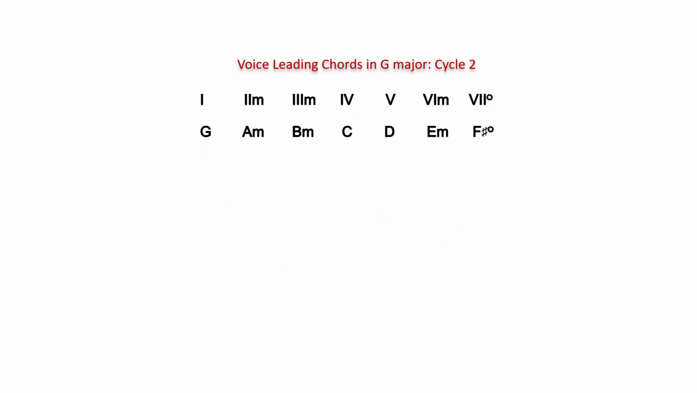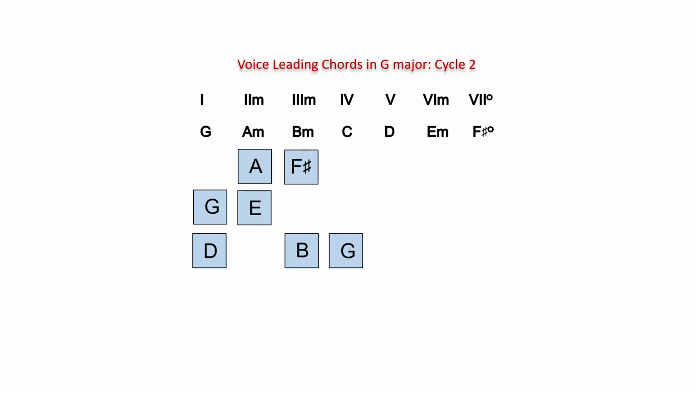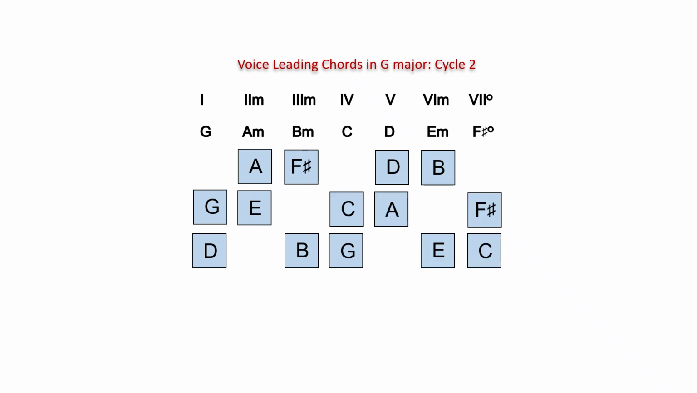Applying our shortcut to voice lead chords in G major, starting with the 1 chord in second inversion, the fourth pairs are D G, E A, F sharp B, G C, A D, B E, and C F sharp. Then add the chord's third above each root to complete the voicings.